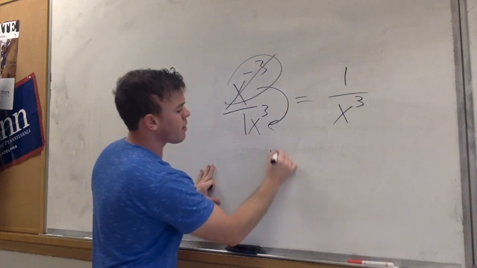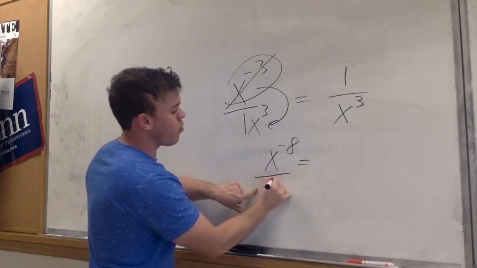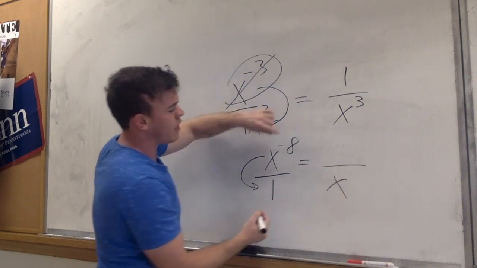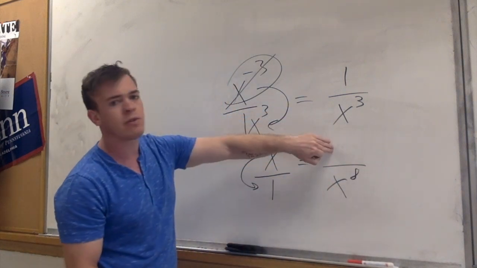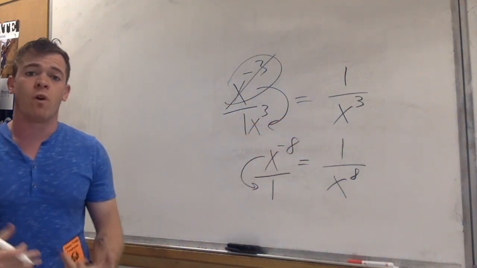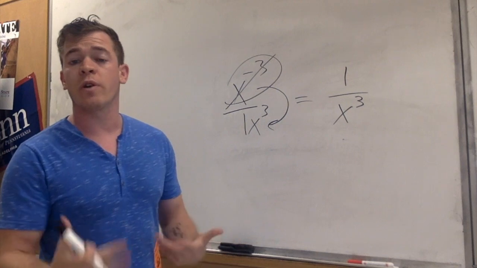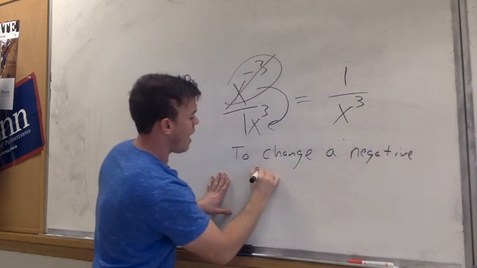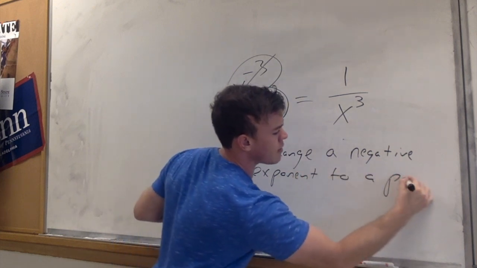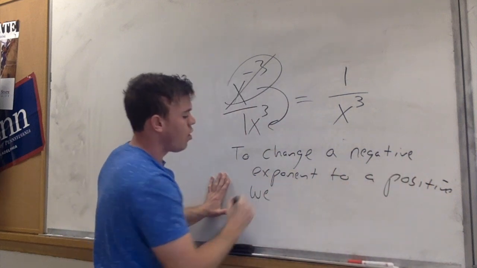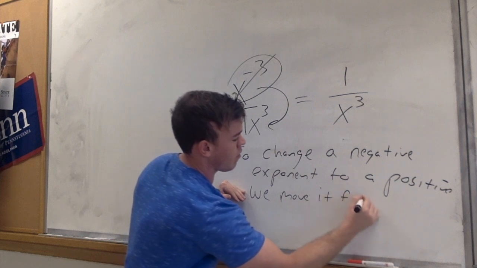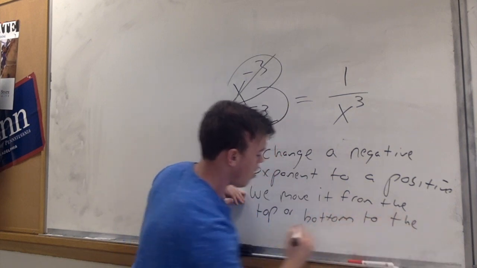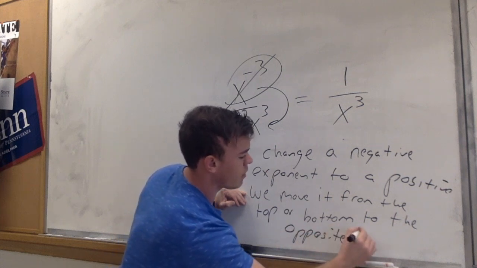Let's try another one of these. What if we had something like x to the negative 8? Well, once again, we're assuming that it's over 1. We're going to take it from the top to the bottom. And so what we'll really have is our x to the, not the negative 8, but now the positive 8 on the bottom. And what should we use as a placeholder? Well, we need that imagined or assumed 1 right there. And so this is what we're going to say our rule is. To change a negative exponent to a positive, we move it from the top or bottom to the opposite side. Okay?